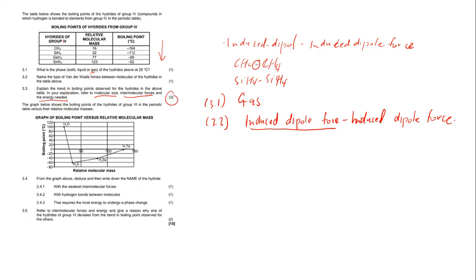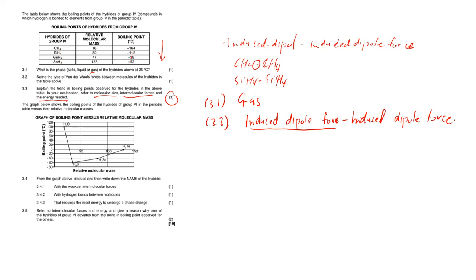Okay, so we're going to talk about the trend of the boiling points observed. Now, this is what is happening. It's up to you whether you move up the table or down the table. I prefer to move down the table, as I indicated with this arrow. So from CH4 to SnH4, what is happening with the boiling point? The boiling point is most definitely increasing, right? So we're going to explain that.